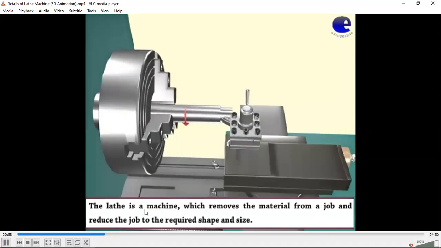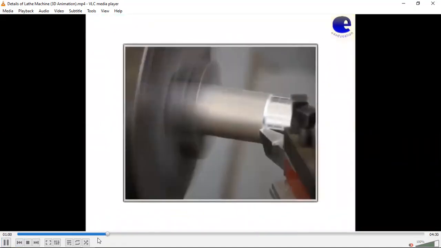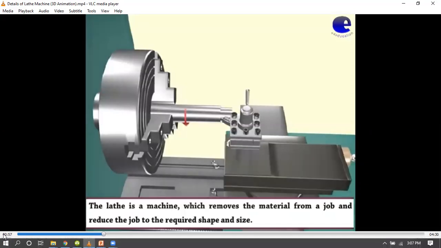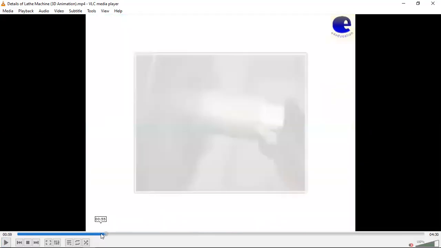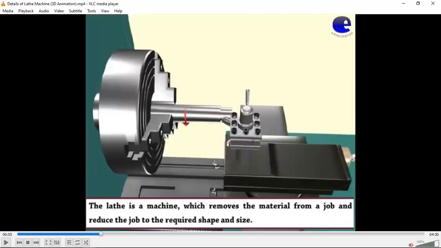Okay. So the lathe is a machine which removes the material from the job and reduces the job to the required shape and size. This is how the working principle of lathe is.